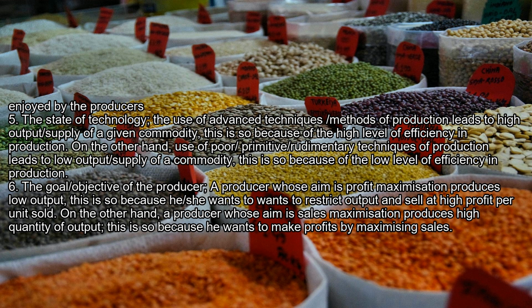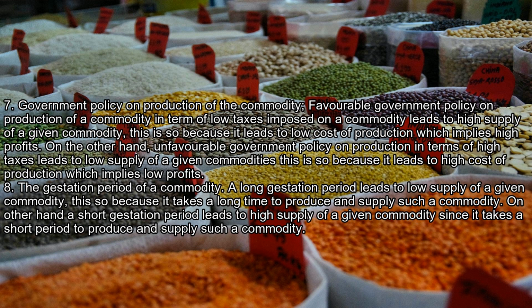6. The goal / objective of the producer. A producer whose aim is profit maximization produces low output. This is so because he / she wants to restrict output and sell at high profit per unit sold. On the other hand, a producer whose aim is sales maximization produces high quantity of output. This is so because he wants to make profits by maximizing sales. 7. Government policy on production of the commodity.